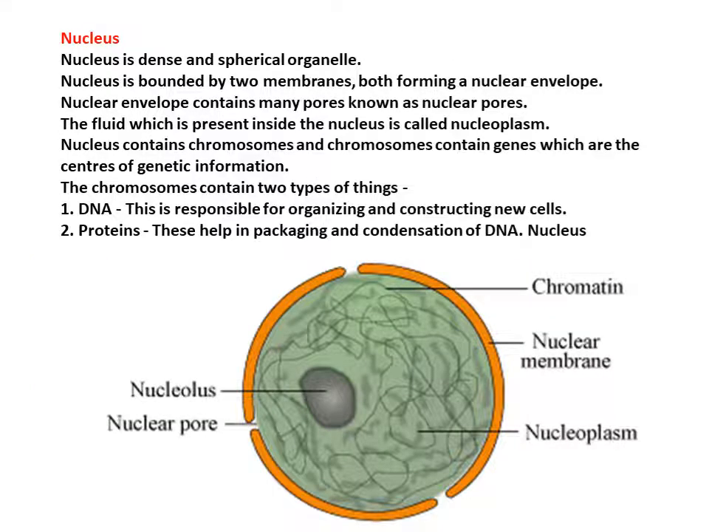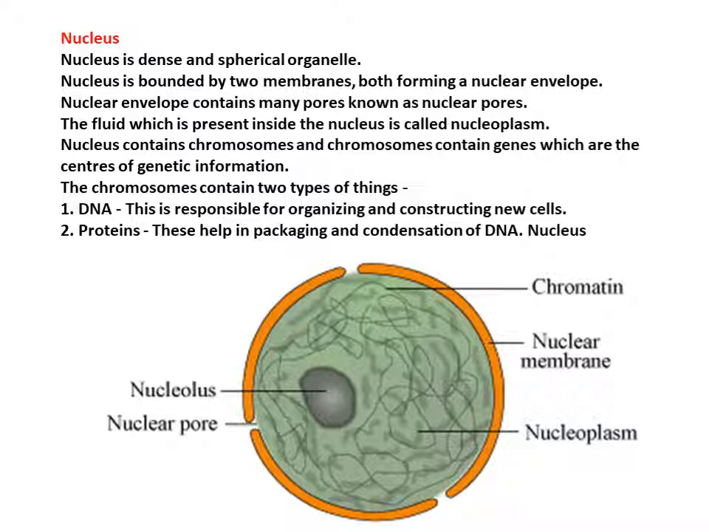Dear students, now let's talk about the nucleus. Nucleus, you all know, is a very important organelle for the cell because it is basically the brain of the cell. Now the nucleus is a dense and spherical organelle. It is bound by two membranes, both together forming the nuclear envelope. The nuclear envelope contains many pores which are called nuclear pores. It has a fluid present inside the nucleus called nucleoplasm.